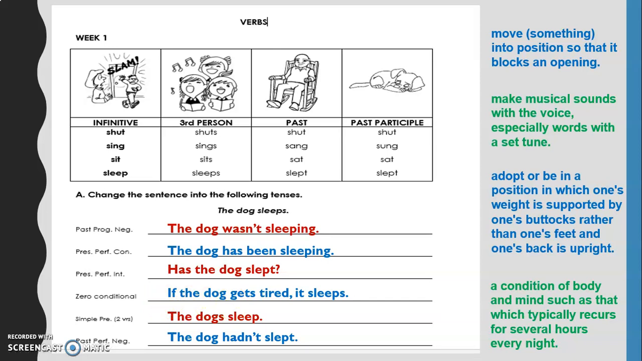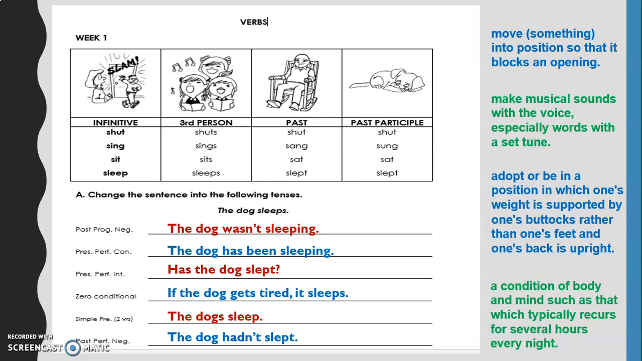That's a reality. If you take an ice cube to sunlight, it melts away. So if the dog gets tired, it sleeps. Present and present. Thank you, Carla. Majo, hello. Can you read the last 2 sentences, please? The dogs sleep. The dog hadn't slept.